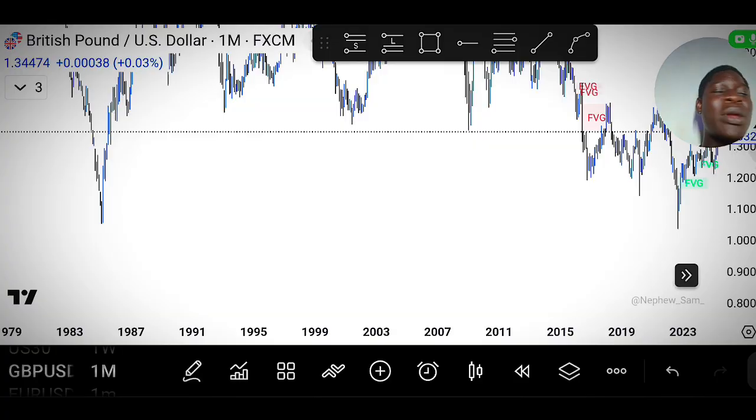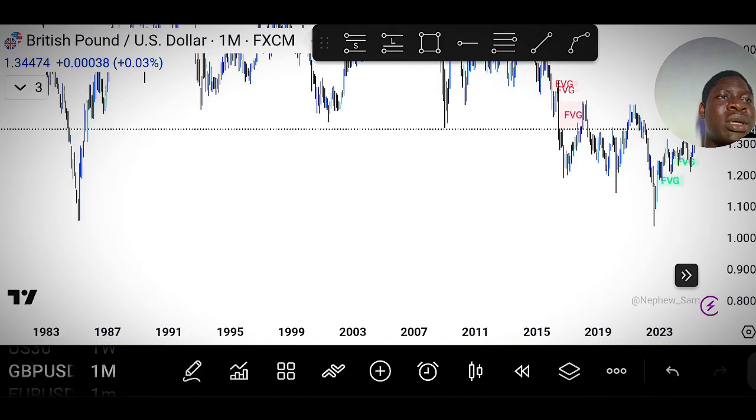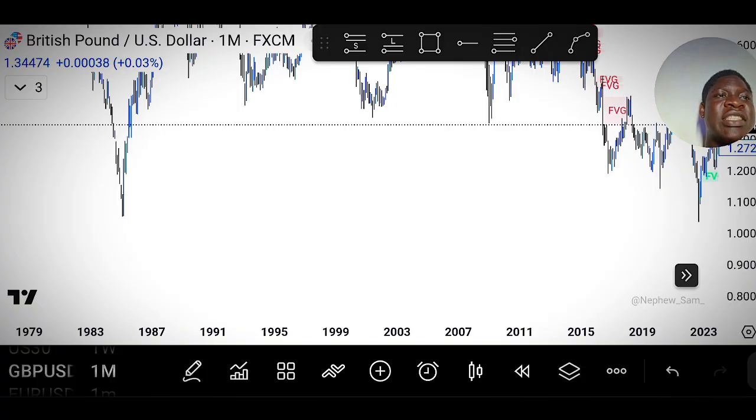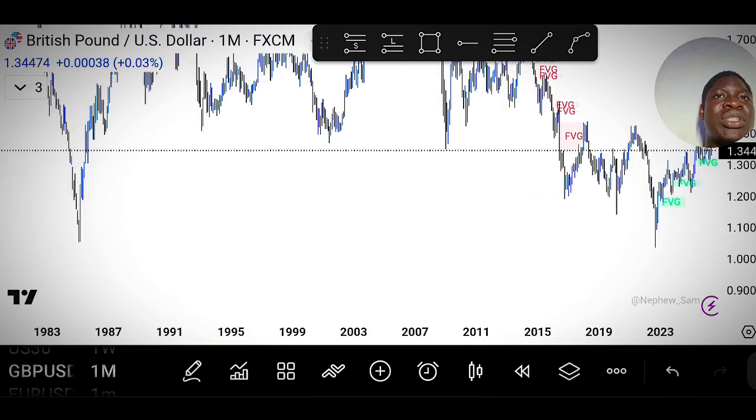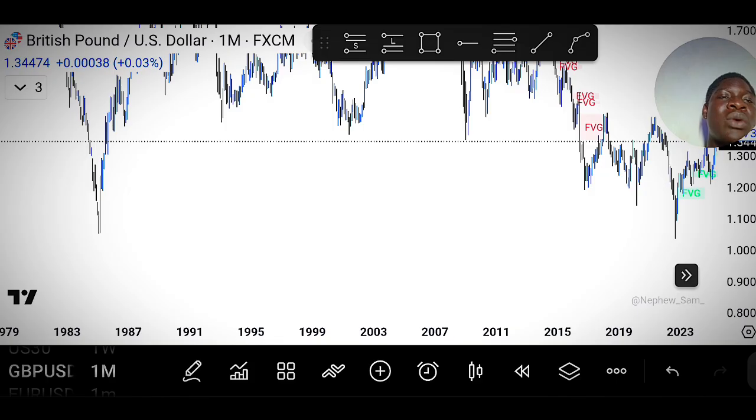Guys, welcome back once again. Today we are going to be analyzing GBP USD, Euro USD, and AUD USD. So GBP USD, this is the monthly time frame, guys. And what are we checking here on the monthly time frame? We are checking the direction of the markets, the next movement of the markets. That's what we are checking on this monthly time frame.